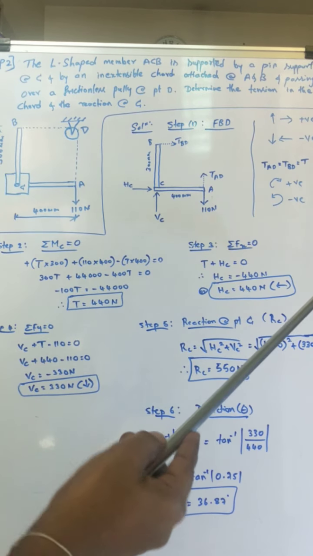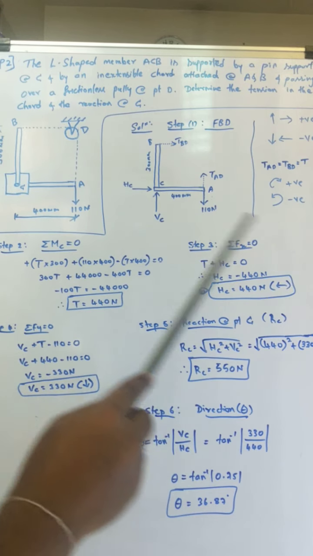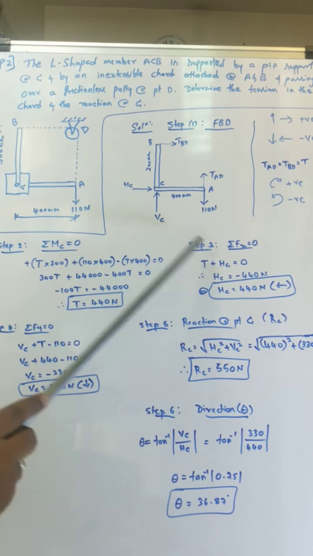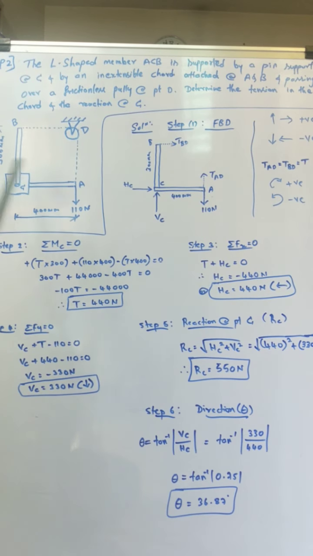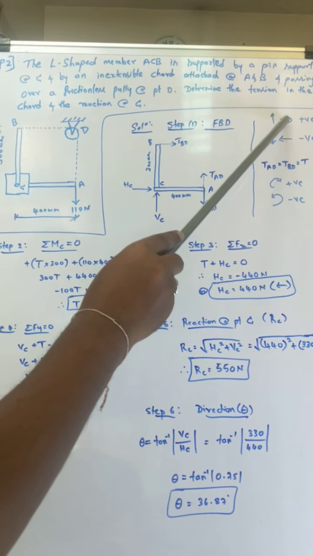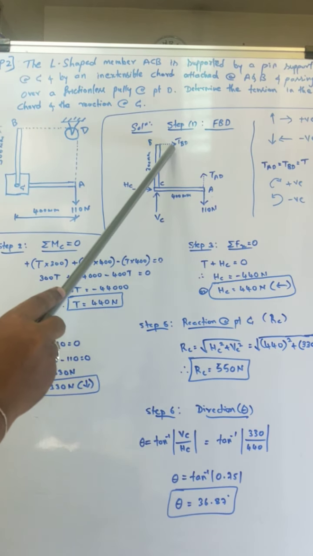Now we'll go on to step 3, where we will find summation Fx and summation Fy. So summation Fx is equal to 0. All the x components should be equal to 0. Let's see what the x components are, that is, the horizontal forces. HC I have written as positive, since it is going to the right side, and my sign convention for right side is positive.